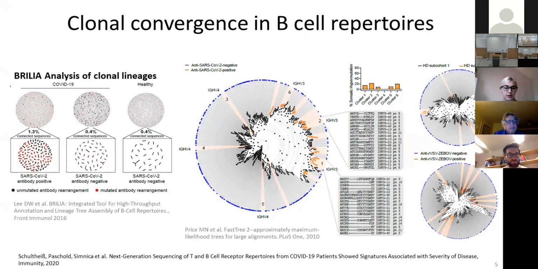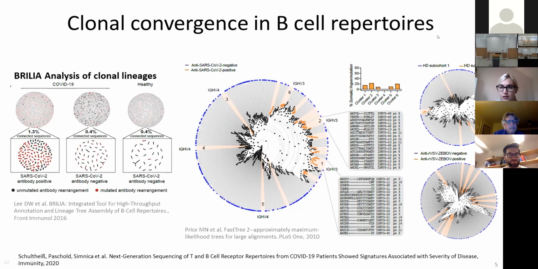However, as I said, one observation in COVID-19 was that neutralizing B cells are often more naive, and therefore we also explored another approach, creating a phylogenetic tree, this time based on sequence similarity. We did that with FastTree-MP. In this tree, there are repertoires of COVID-19 patients with antibody positive versus antibody negative results in ELISA against SARS-CoV-2.